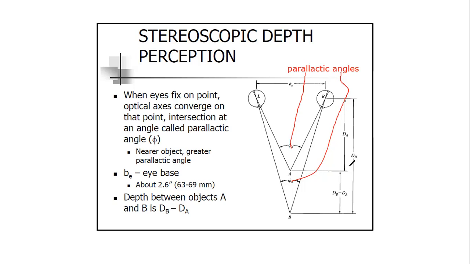So the distance between the two objects is actually given by the angle from here to here, minus the angle from here to there. And then we perceive via the parallactic angles. Easy. I think we can just move on and talk about something else.